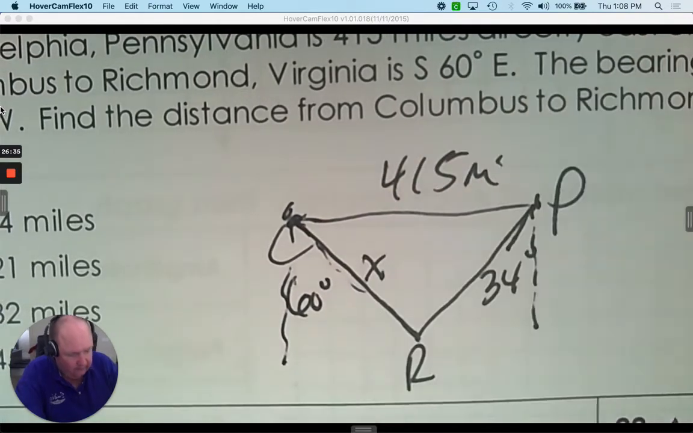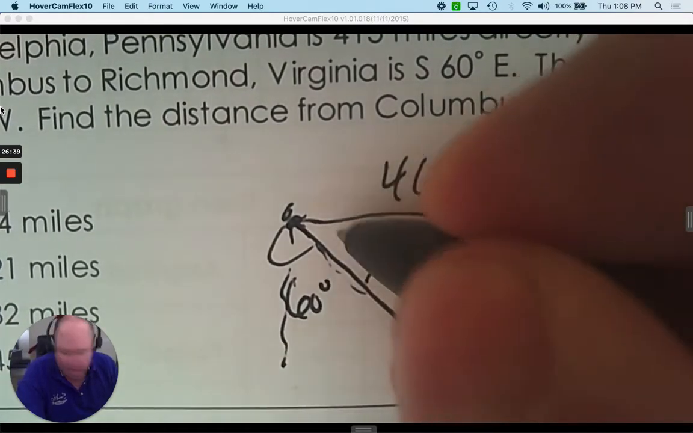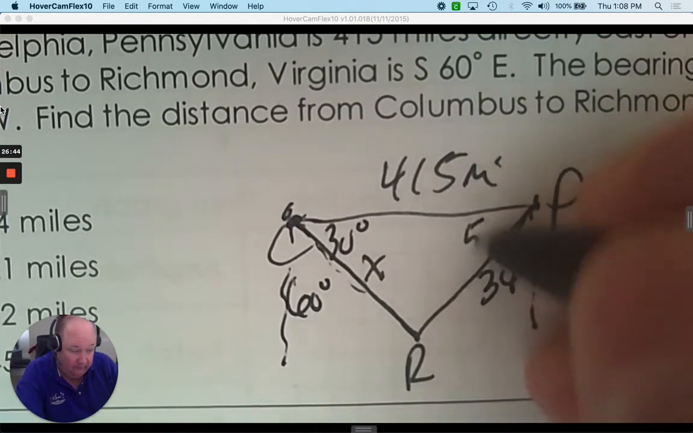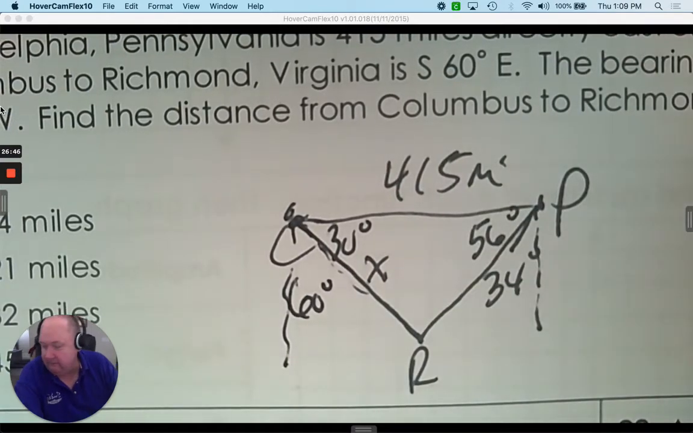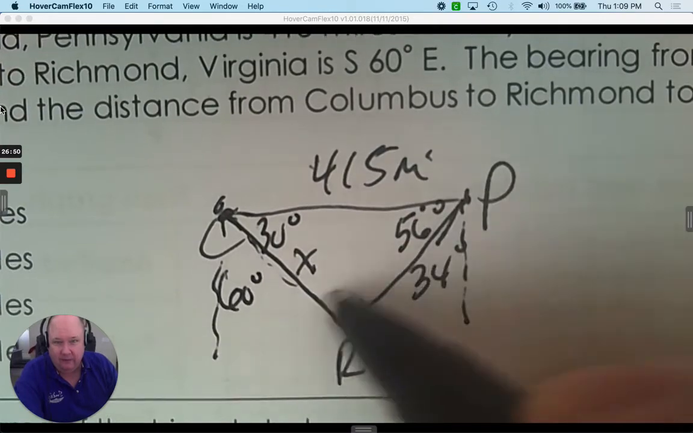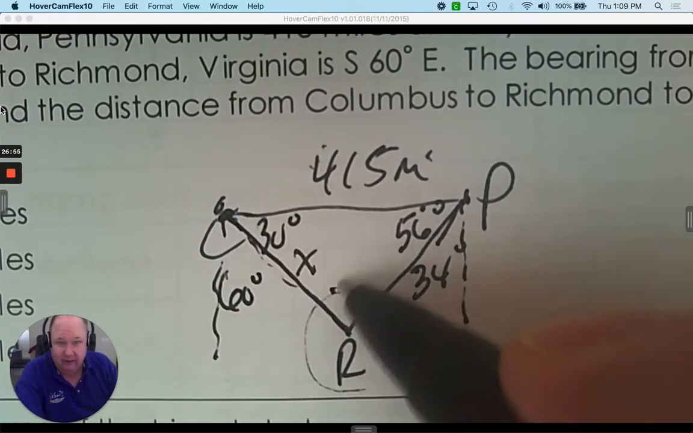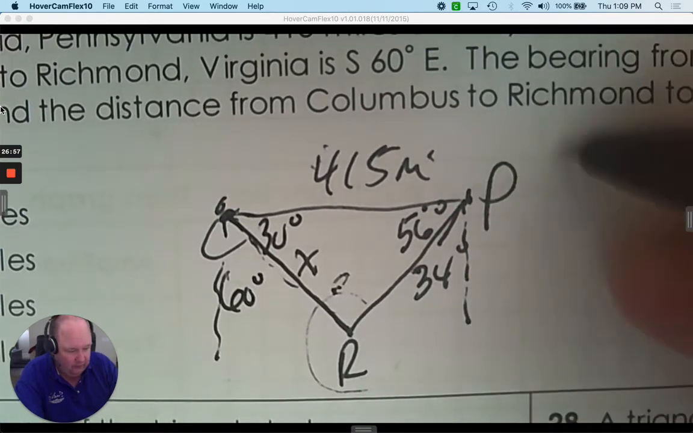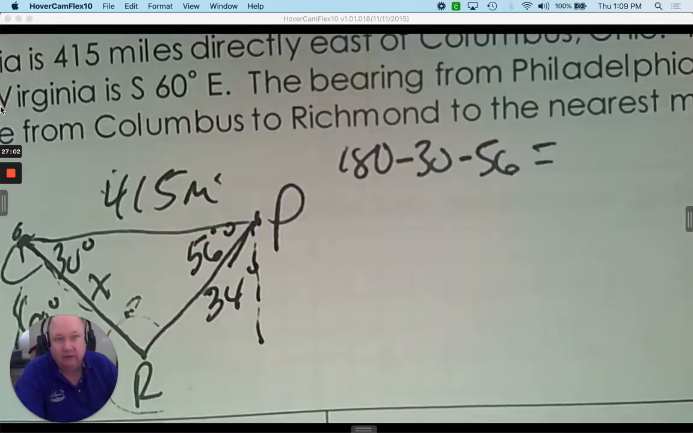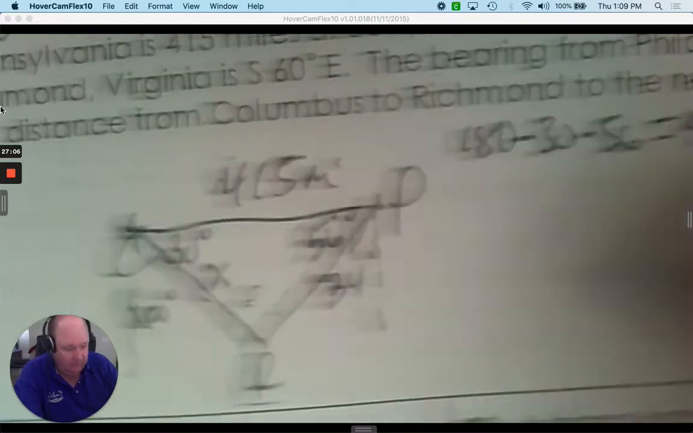So find this distance. So these are complementary. So this must be 30, and they add up to 90. So this is 56. Right? Just looking at it. So now I know angle, side, angle, that's the law of sines. So I can find this angle here. So I can go 180, subtract 30, subtract 56. So that angle in there is 94 when you do that.